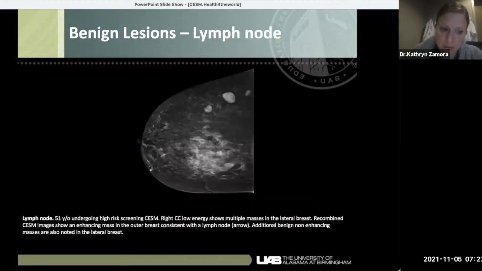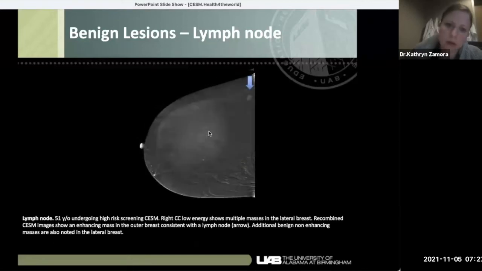Again, this same image of the right CC view also shows a common benign entity that we see, which is a lymph node, this reniform shaped mass here. You can see these oval circumscribed masses here. When we do these recombined images, those subtract out; those are benign. This lymph node, although benign, does enhance as we would expect, and it similarly would enhance on MRI as well.